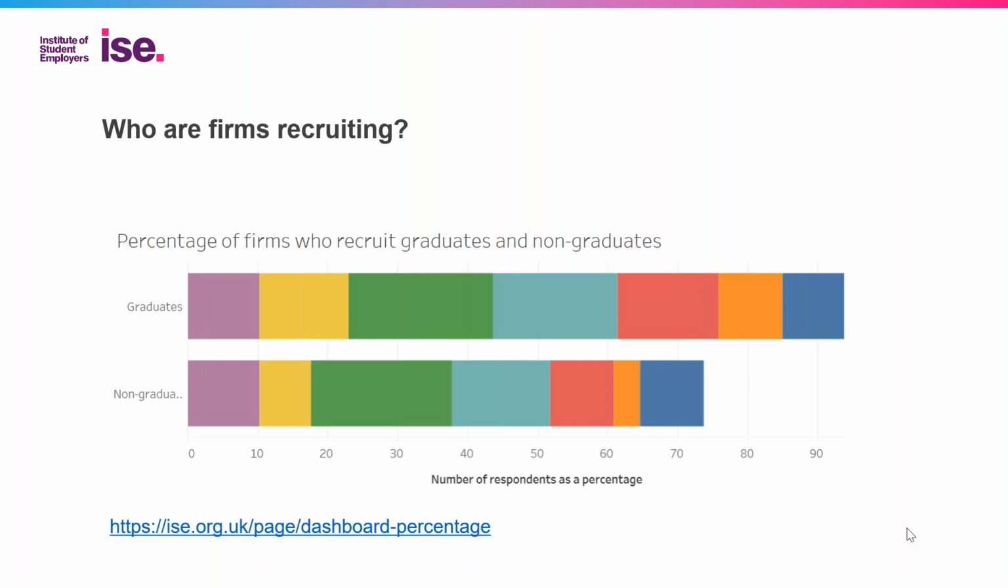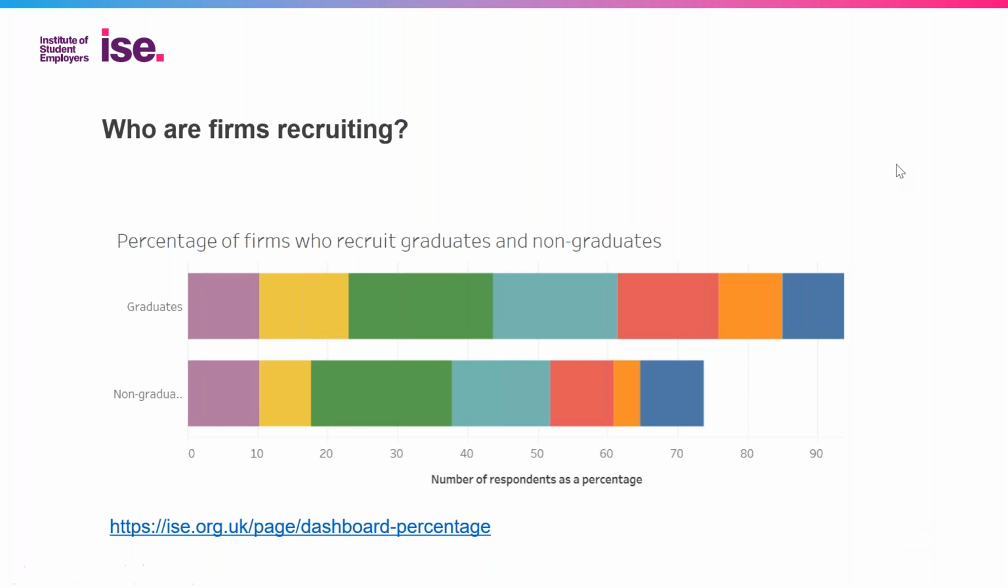The purple chunk here is the retail and FMCG sectors. What this tells us is that pretty much all of the retail and FMCG firms were recruiting both graduates and non-graduates, and that those firms make up about 10% of the overall number of firms responding to our survey.